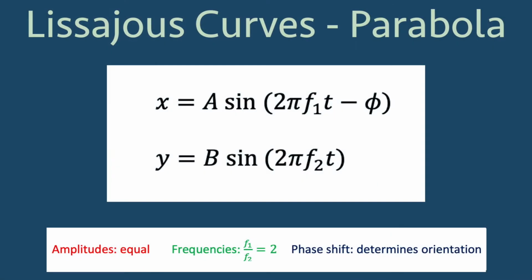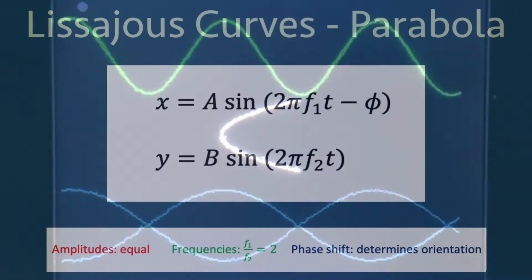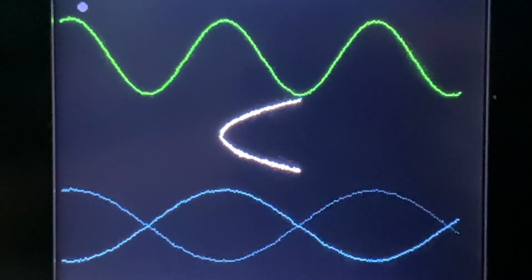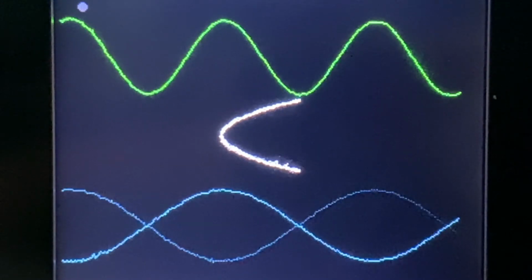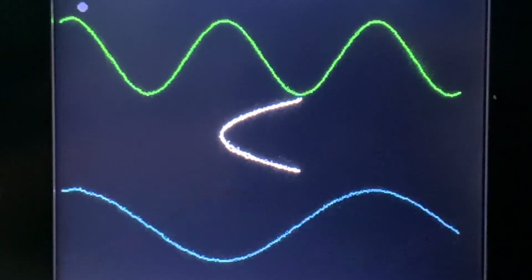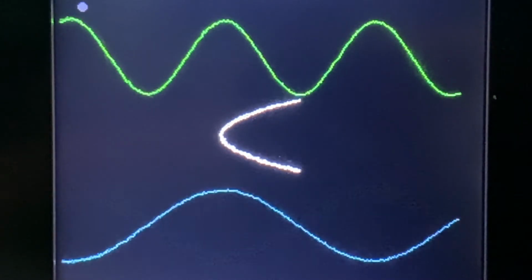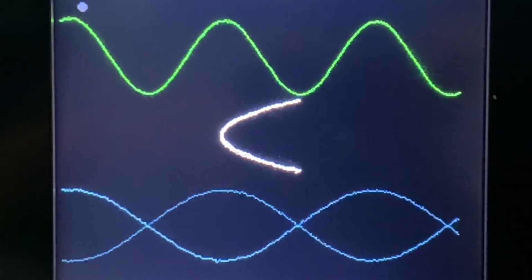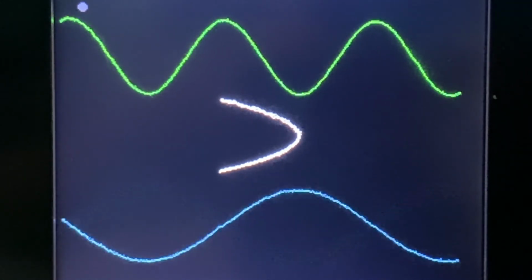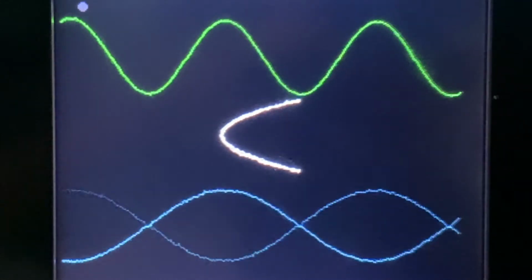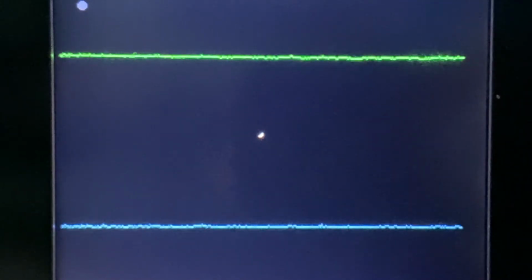If the ratio of frequencies f1 over f2 is equal to 2, then we get a parabola that opens left or right, depending on the phase shift. The green graph at the top has a frequency that is twice as much as the blue graph at the bottom. If I flip the phase, then I will change the direction of the parabola. And now let's reciprocate the frequencies to see parabolas that open up or down.